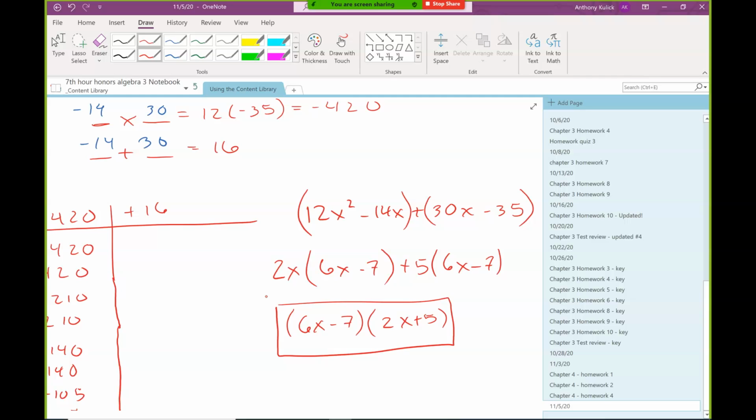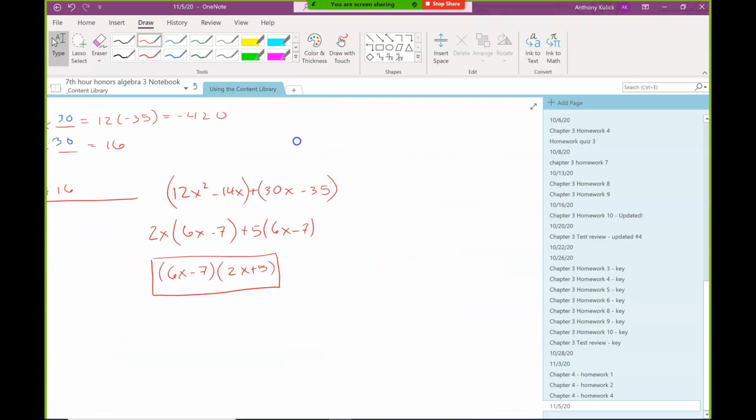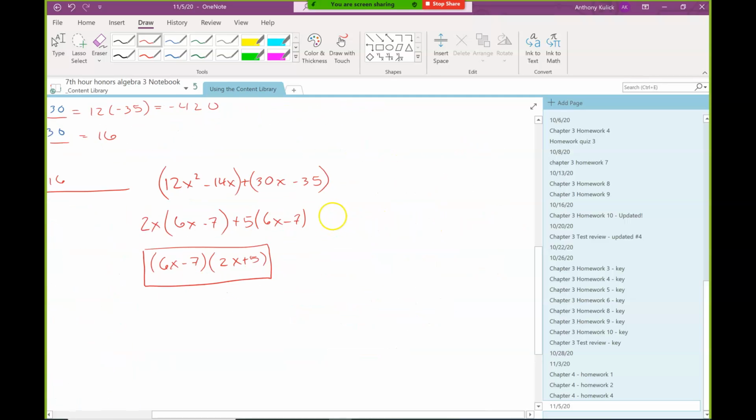Are you okay with what we did there? Are you still kind of unsure about that last step that I make, on why that works?